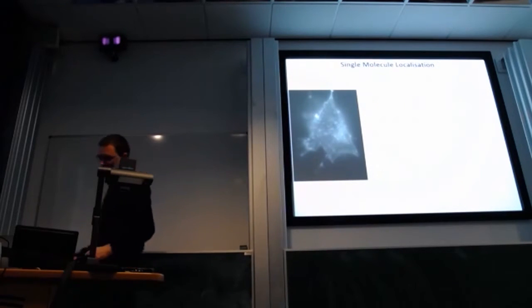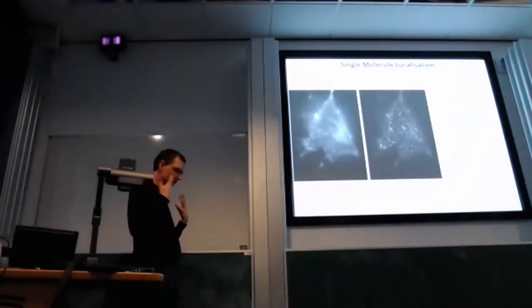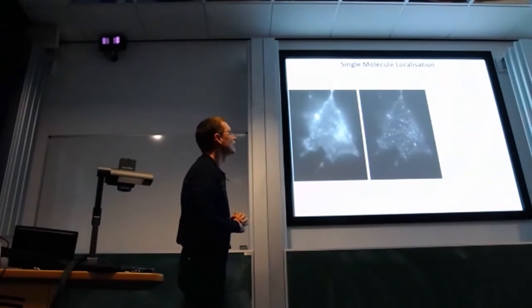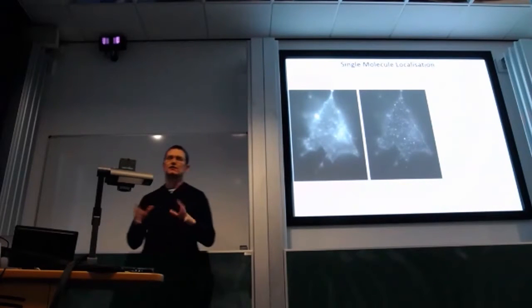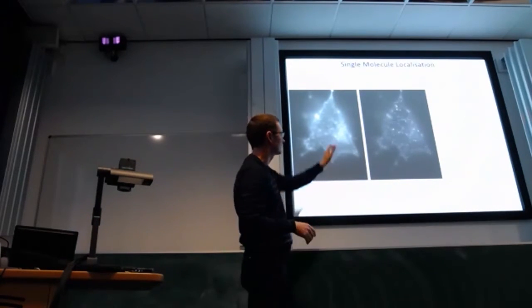What single molecule localization microscopy does is you modify the way that the cell is emitting light, so that all of the molecules are flashing on and off randomly. They flash, they flash, they flash. You take a movie of that, to look like this.